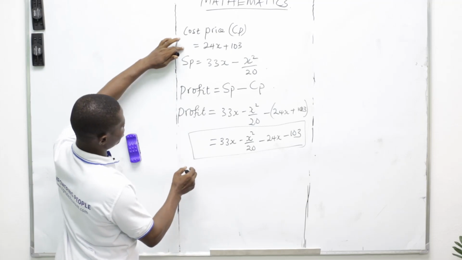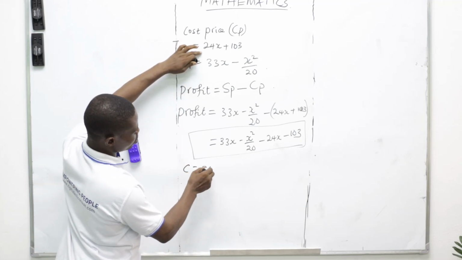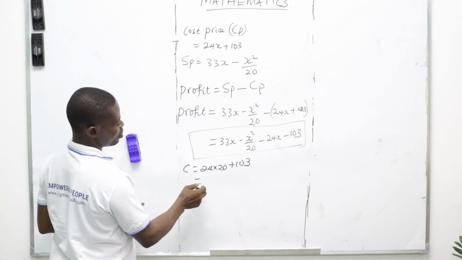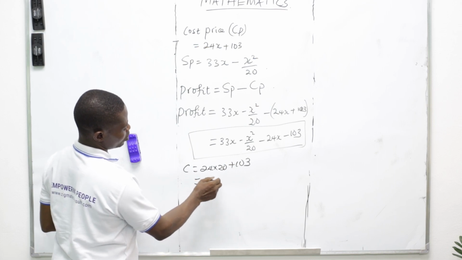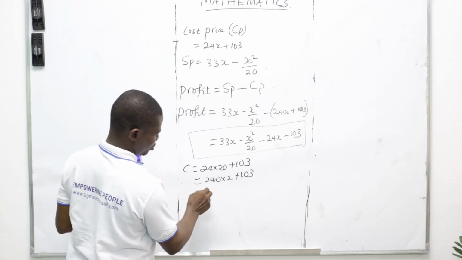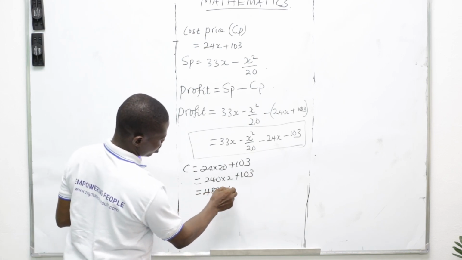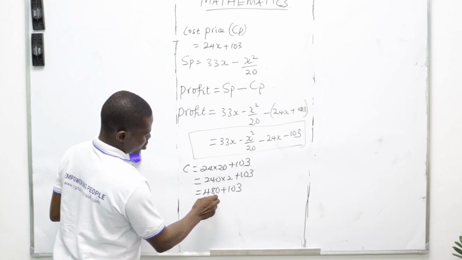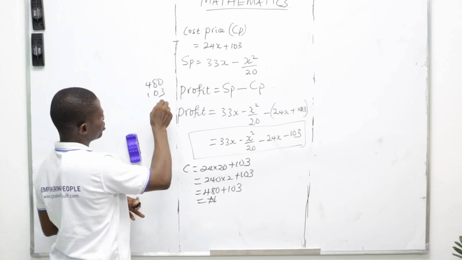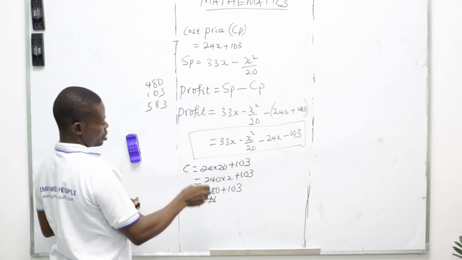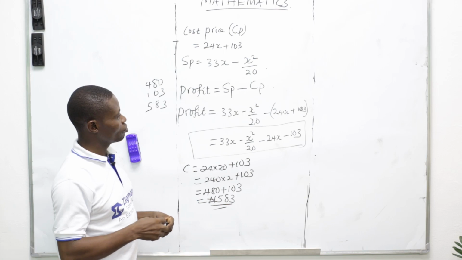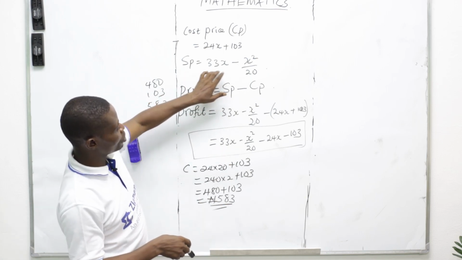20 bags. Let's say C equals 24 times 20 plus 103. This will give us 240 times 2 plus 103. They give us 480 plus 103. 480 plus 103 is 583. Remember, we still have other expressions here.